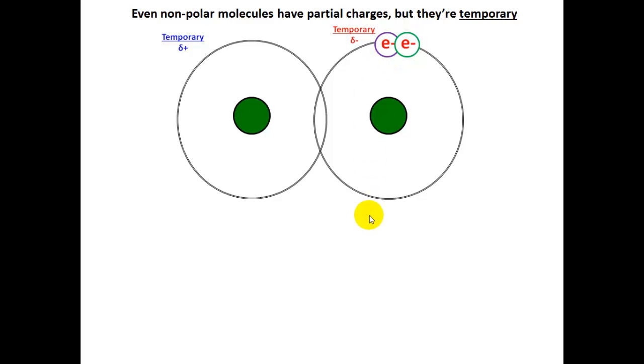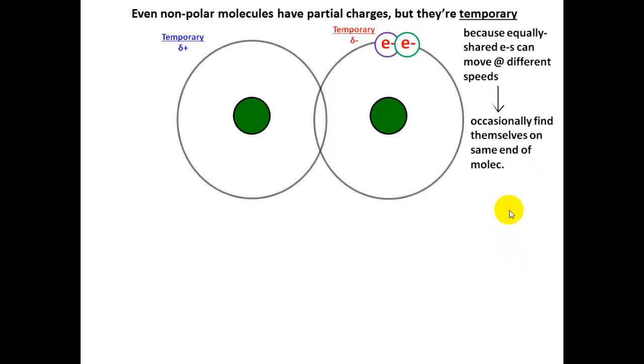It's the formation of these temporary partial charges that is the key as far as why a nonpolar substance can dissolve another nonpolar substance. So to write this down, we're saying that even nonpolar molecules have partial charges. Those partial charges, though, are temporary if you're talking about a nonpolar molecule. The reason this happens is because equally shared electrons can move at different speeds. And the result is that occasionally the electrons find themselves on the same end of the molecule, again resulting in these temporary partial charges. The consequence of that is this.